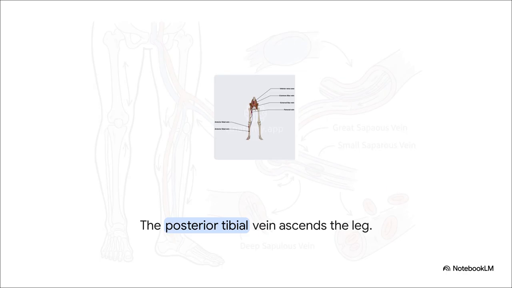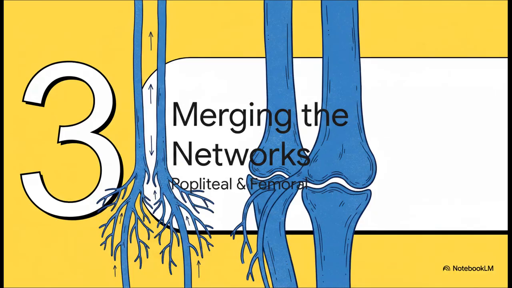As you've probably guessed, this one handles the back. It's a paired deep vein that arises on the plantar surface, the sole of the foot. It ascends through the cruropopliteal canal, collecting venous blood from the posterior compartment of the leg and the bottom of your foot. Section 3. Merging the networks, femoral and popliteal veins.